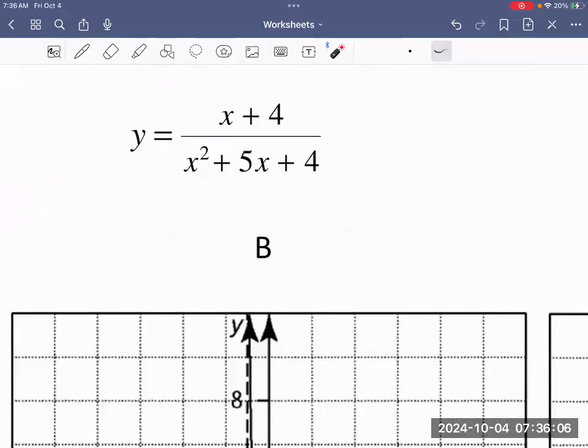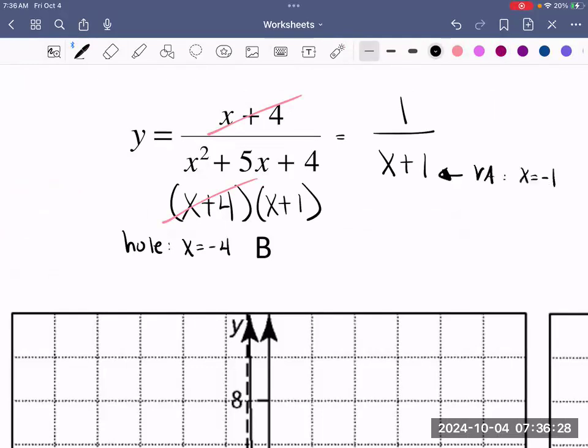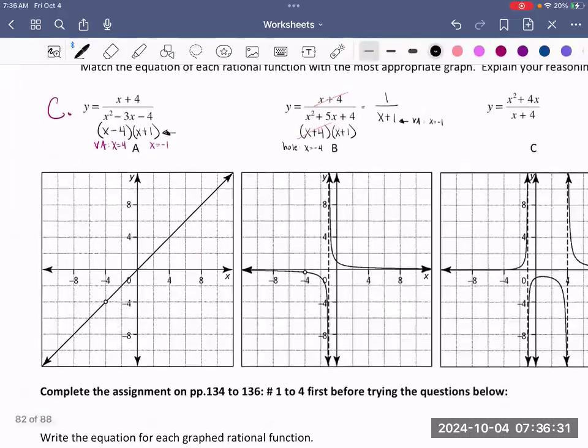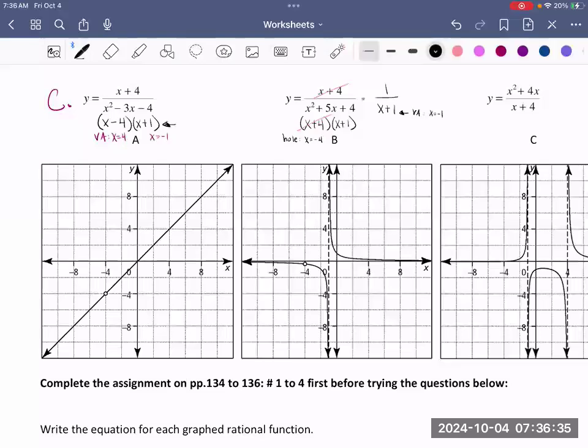Now let's take a look at this next one. When we factor it, we get x plus 4 and x minus 1, or x plus 1, so sorry. We've canceled, so we have a hole. You got your leftover bit. So your hole is when x is equal to negative 4, and you have a vertical asymptote when x is equal to negative 1. So of those two features in your graph, we have two graphs left. Which one is it going to be? Well, it's going to be B. It's going to be this one.